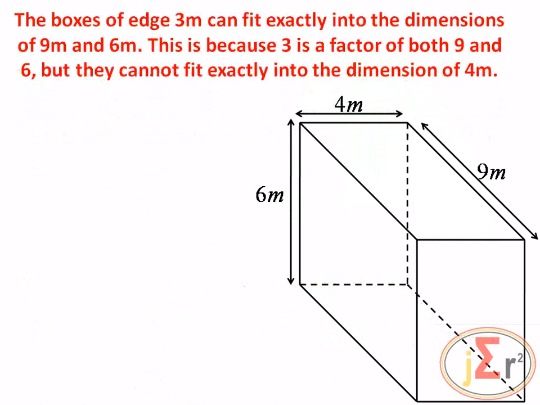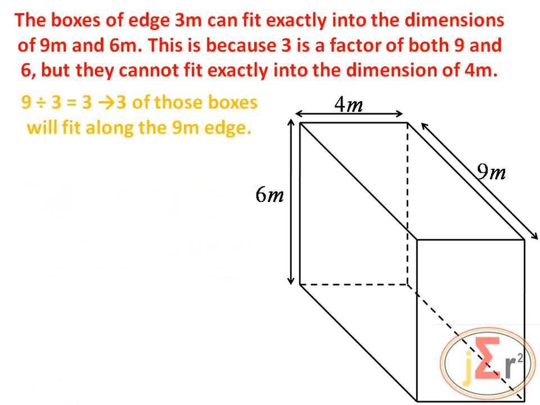The boxes of edge 3 meters can fit exactly into the dimensions of 9 and 6 meters. This is because 3 is a factor of both 9 and 6, but they cannot fit exactly into the dimension of 4. 9 divided by 3 is equal to 3. 3 of those boxes will fit along the 9 meter edge and they will fit exactly.